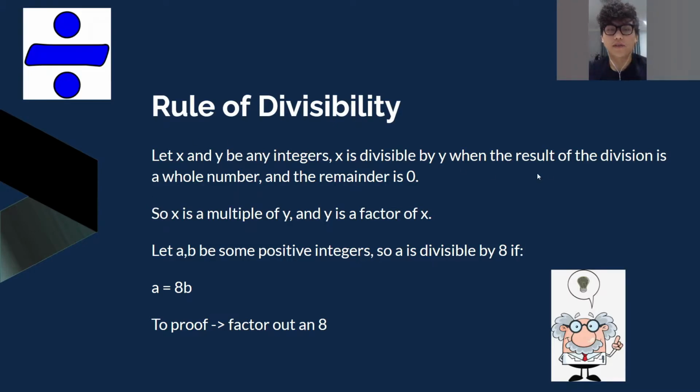So looking at this definition over here, applying it to the problem, we can say that a number is divisible by 8 when it has a remainder of 0 and the result of the division is a whole number. So let's say that a and b are some positive integers. So a is divisible by 8 if a is equal to 8 times b. A is a multiple of 8 and b, and 8 and b are factors of a. So now to tackle this proof, we must factor out an 8 to show that it is divisible by 8.